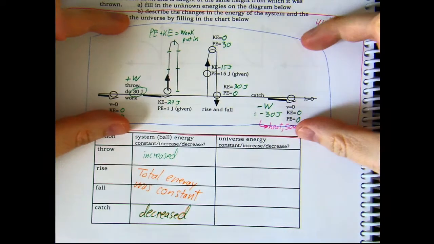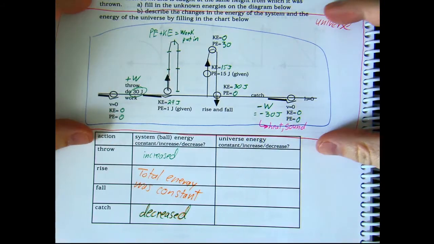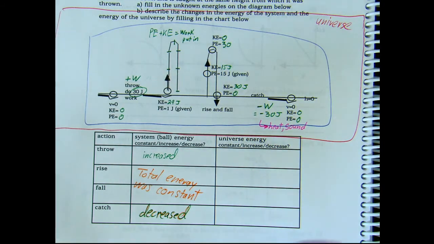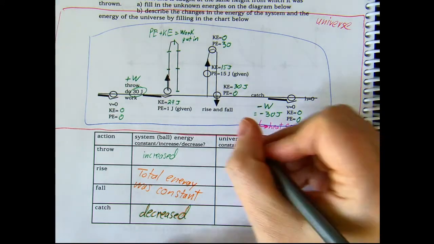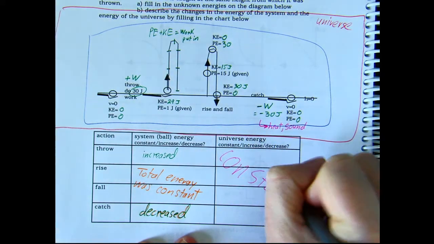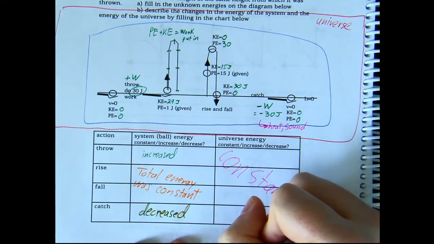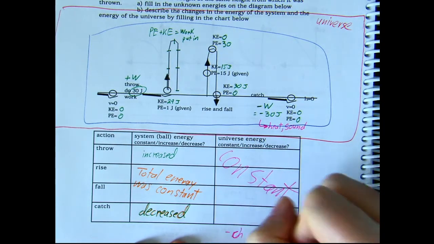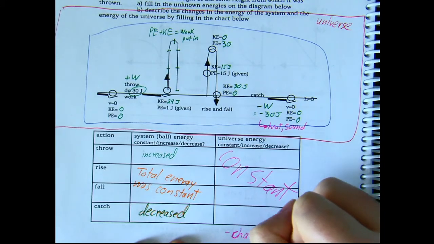In the scope of the ball, energy was not conserved. But in the scope of the universe, as we zoom this thing out further, of course energy was conserved. The idea here is that universally energy is just conserved. It's just changed form. So universal energy is constant. It's just changing forms.